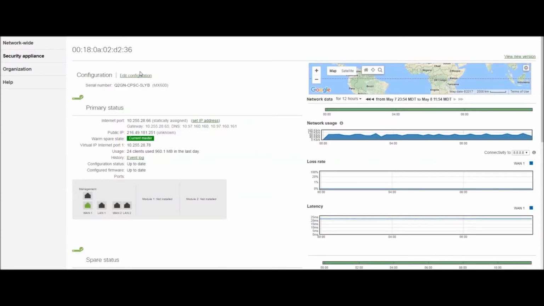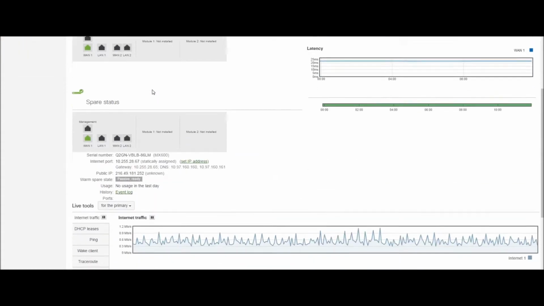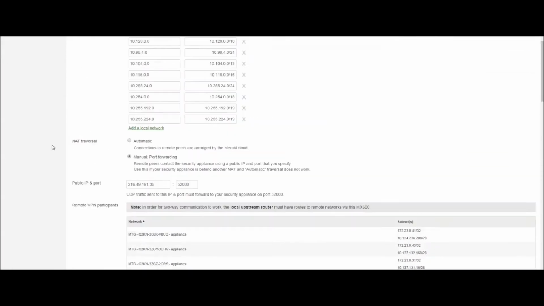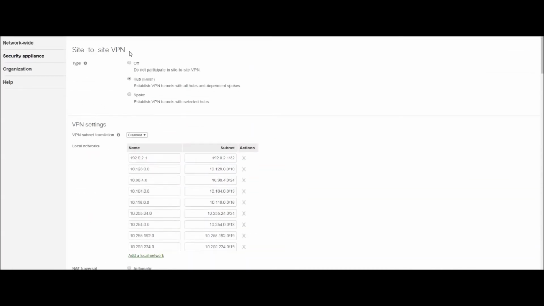As you can see here, we have a lab environment with two MX600s that are in an HA pair, and they are currently BGP peered over to a VSS 6500 core for the eBGP peer relationship. Let's discuss here how we enable this. Site-to-site VPN must be in hub mode.